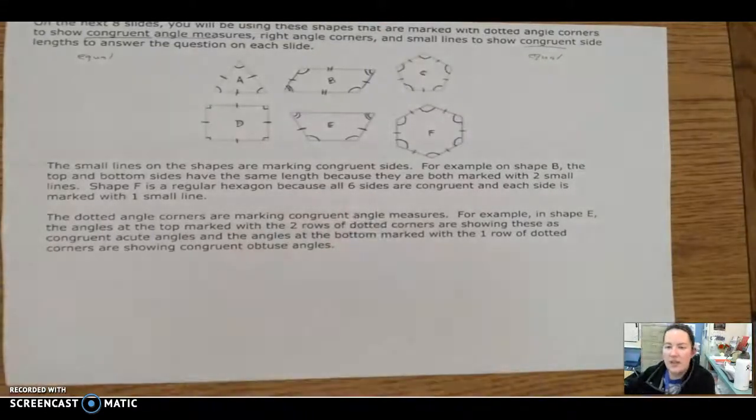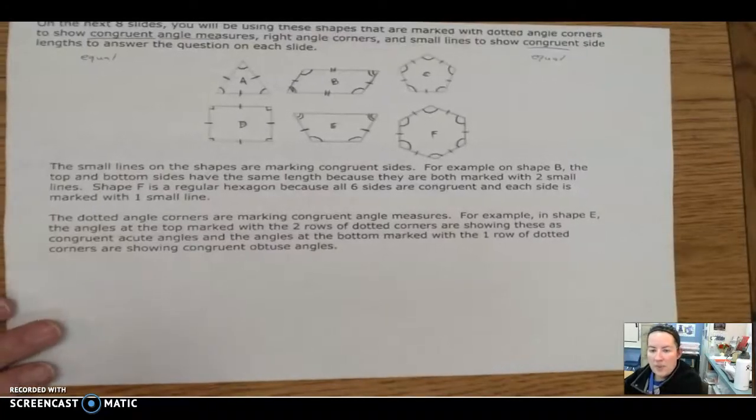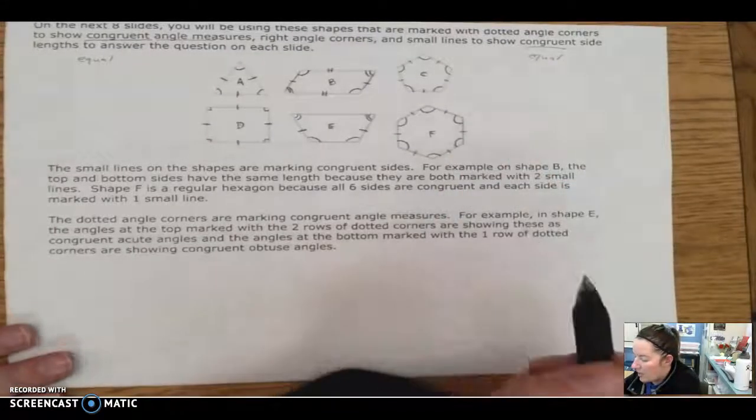So it says the small lines on the shapes are marking congruent sides. For example, on shape B, the top and bottom sides have the same length because they're both marked with 2 small lines. Shape F is a regular hexagon because all 6 sides are congruent or the same size. Each side is marked with 1 little mark.